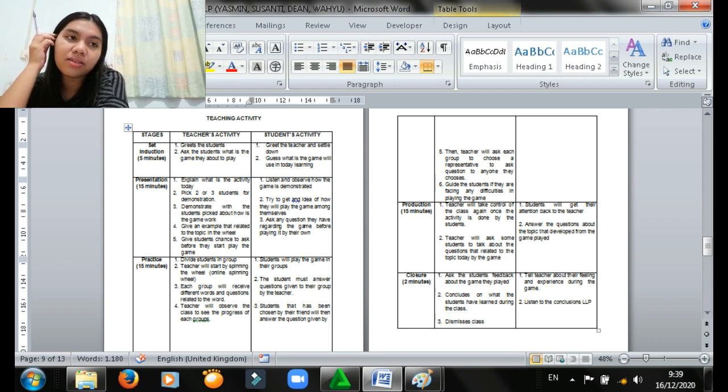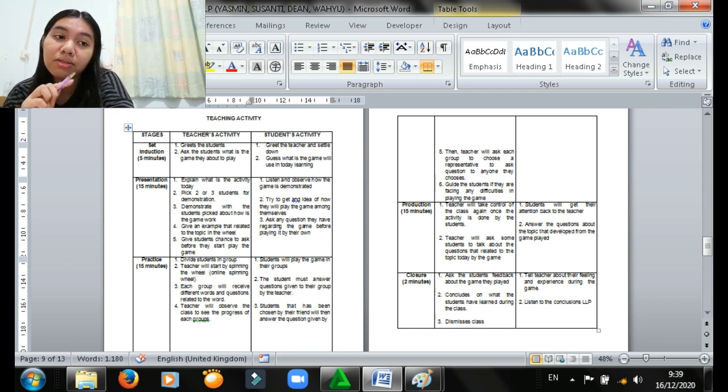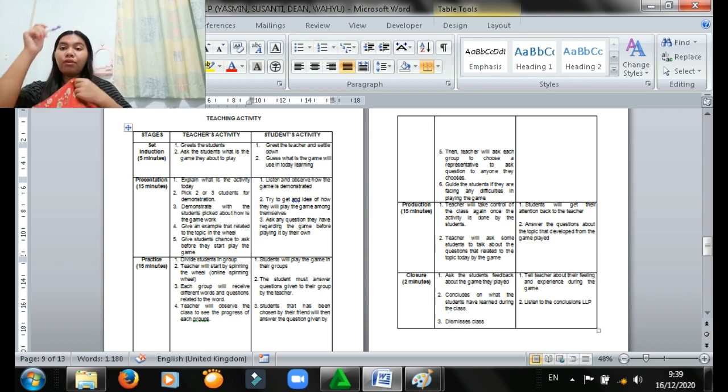The next teaching activity stage is the presentation, which will take the educators around 15 minutes. During this presentation, the teacher will explain the activity that we're going to play, which is the spinning wheels. But for the online class, we are not going to use the physical spinning wheels. We are going to use online spinning wheels.